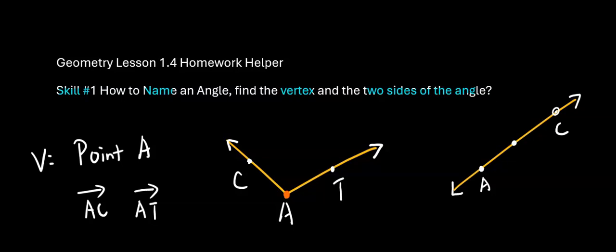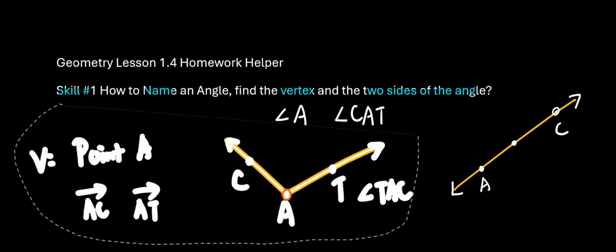Now I'm going to name this angle since there is only one. I shall call it angle A if I like. I can also call it angle CAT. I can also reverse the order. I can say angle TAC. Now we're done with the second question. If you want, go ahead and try the third one all by yourself.